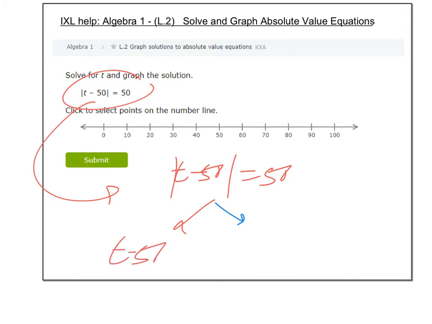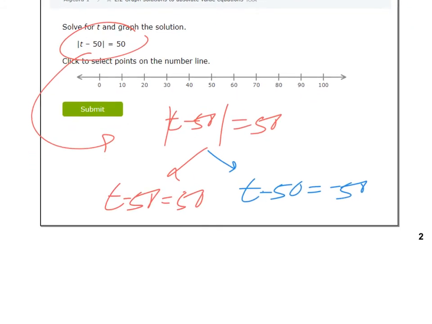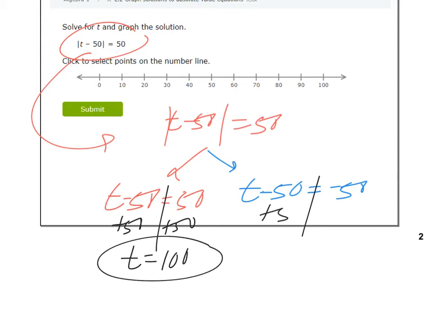T minus 50 equals 50, as it says there for the first problem, the red case. Or T minus 50 equals -50, as it says there for the second case, when I make the last number negative. Okay, then I'm going to go ahead and solve each of these. For both, I'm going to add 50 to both sides, right? And in this first one, I am going to get 100 for the first case. Okay, and the second case, when I add 50 to both sides, the 50s cancel, and I do get 0.